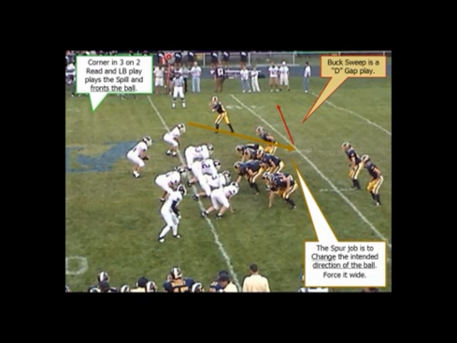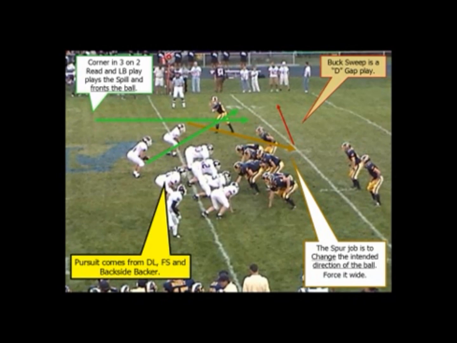When that ball goes here, and it goes outside, our corner will be playing what we call 3-on-2 read support, and the linebacker will play that spill. The two of them will play that spill inside out as they front the ball. We need to get some great pursuit from our D-line and our free safety and our backside backer to take away big plays on the cutback. But it's very important on the buck sweep: somebody's responsible for stopping the direction of the ball. Someone's responsible for fronting the cut and where our pursuit comes from.